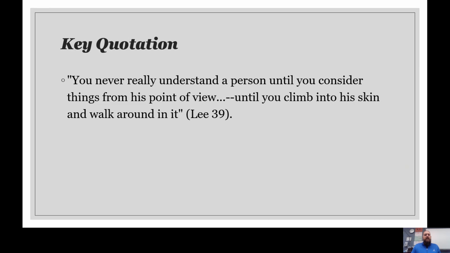Now, you don't have to copy this down, but it's an important quotation, key quotation from the book. "You never really understand a person until you consider things from his point of view, until you climb into his skin and walk around in it." That is empathy. We will see that quote early in the story and talk about what's going on there. And that quote will come up later in the story.